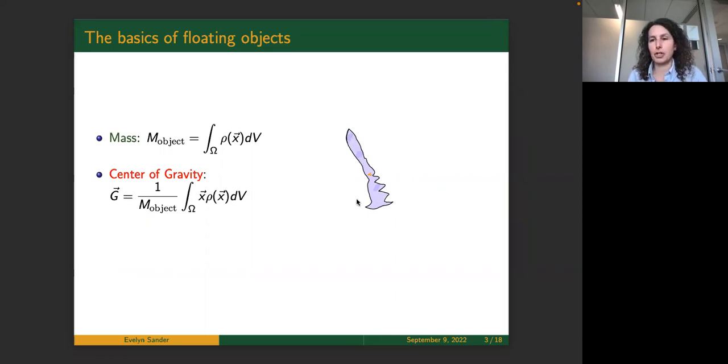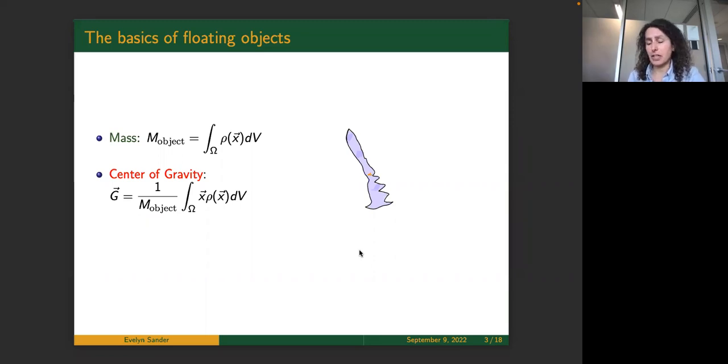And that's to denote the idea that you might not have a uniform density object. You could have an object with varying density, and the density of the object is going to be represented here by rho as a function of x, where x is a point on the object. So then the mass of the object is just the integral of rho over this volume.